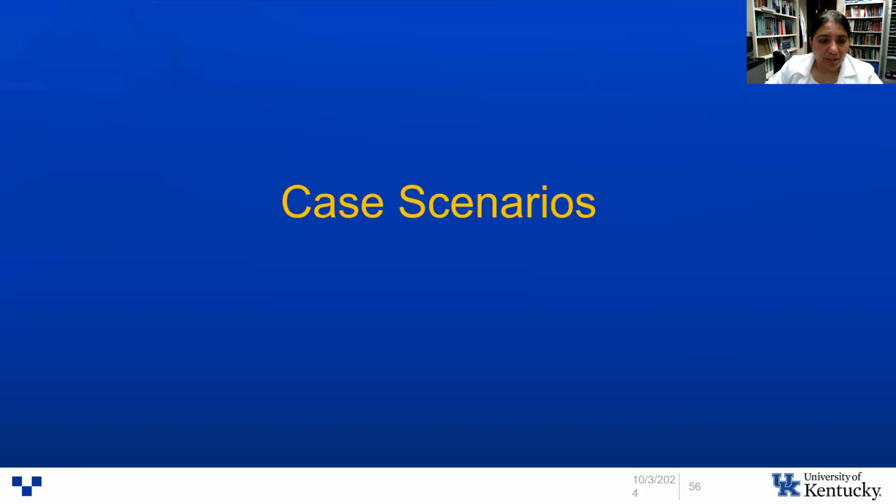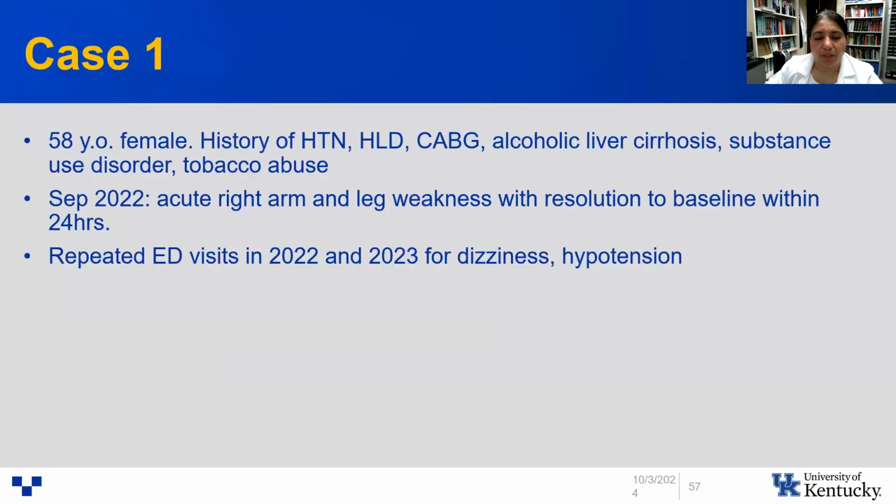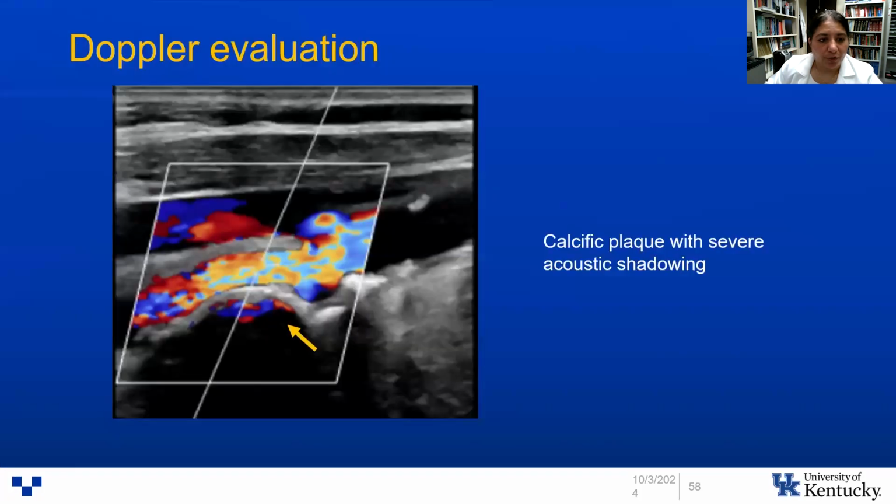So let's revisit our case scenarios. Our first patient was a 58-year-old lady with multiple vascular risk factors, substance abuse, tobacco abuse. She had TIAs in 2022, and after that, on repeated visits, she came for hypotension, but no focal deficits. So she did not have any new TIAs or any new events. And we already saw that the Doppler showed significant stenosis with turbulent flow in the artery and calcified plaque.